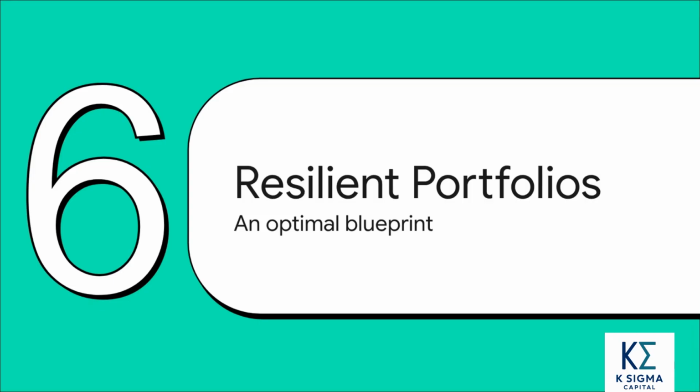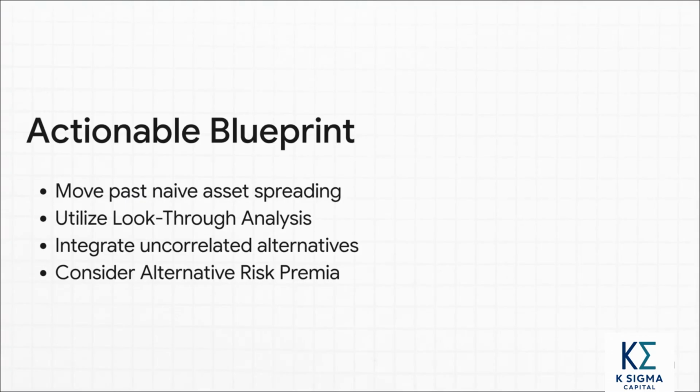Finally, Section 6, Building a Resilient Portfolio. Let's pull this all together into an optimal blueprint. All right, here is your actionable blueprint for achieving optimal diversification. First, you've got to move past naive spreading. Simply holding 50 different mutual funds is an illusion of safety, not reality. Second, utilize look-through analysis. Take the time to actually x-ray your holdings so you aren't sitting on hidden concentrations in a single vendor or macro factor. Third, actively carve out space for truly uncorrelated alternatives like gold or private equity that respond to entirely different economic forces. And finally, consider integrating active management strategies like alternative risk premia. These can capture absolute returns that are structurally insulated from the broader market's wild mood swings.